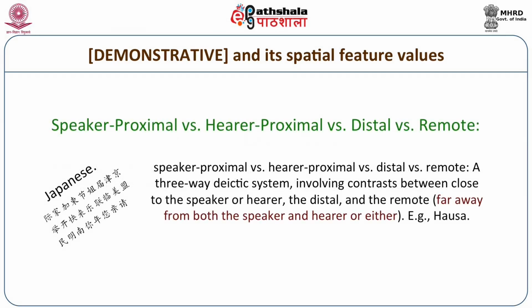Another system can be between speaker proximal and hearer proximal versus distal. This is a three-way deictic system involving a contrast between close to the speaker, close to the hearer, and the distal. Japanese is such a language. Speaker proximal and hearer proximal versus distal versus remote involves the contrast between close to the speaker or hearer, the distal, and very far away from both speaker and hearer. Hausa is supposed to be such a language.